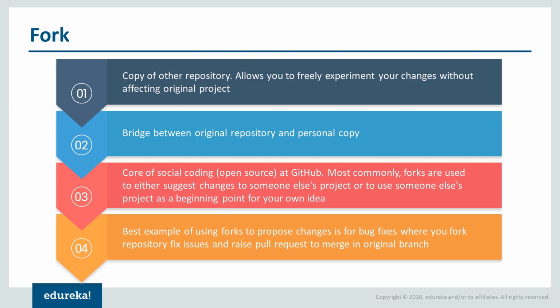The best example of using forks is for bug fixes, where you fork the repository to fix issues and raise pull requests to merge with the original branch.